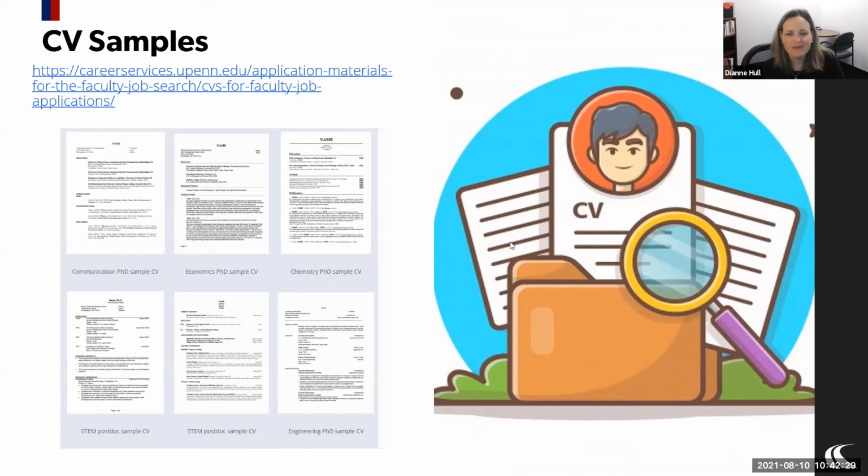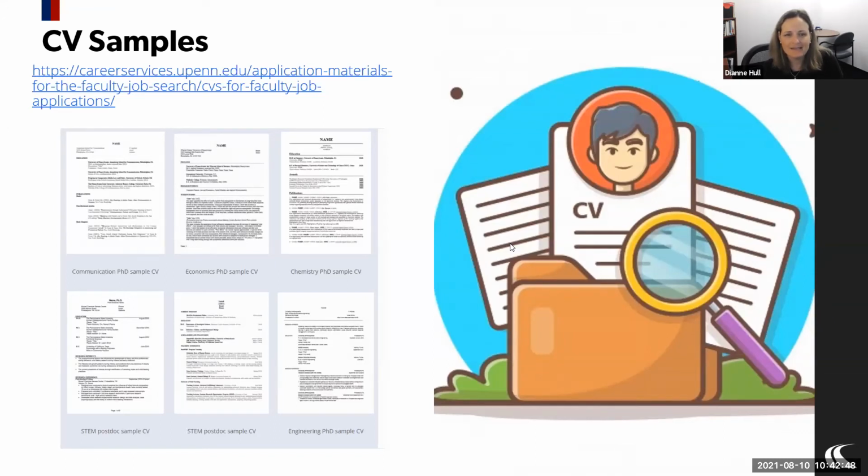Should you include unfunded grant applications, grants that you applied for but didn't get funding for? I tend to not list those on a CV. If what you're trying to show is experience in writing grants, you could certainly talk about that in a cover letter. But generally, I do not list grants that weren't funded.